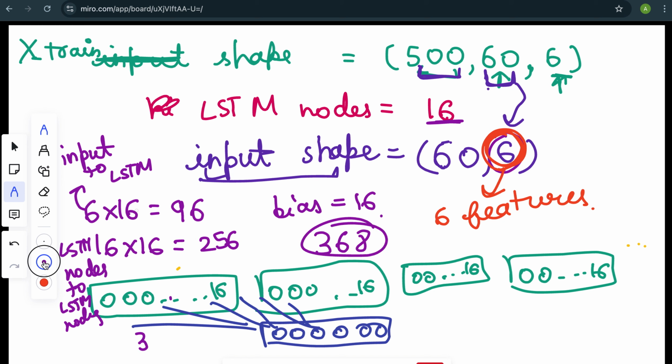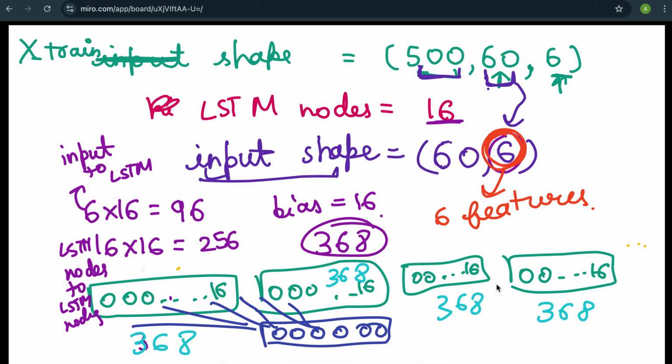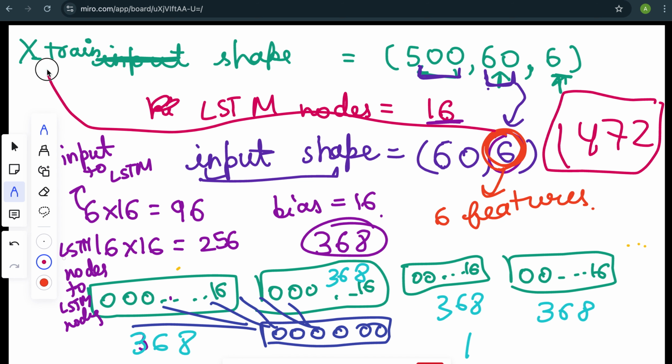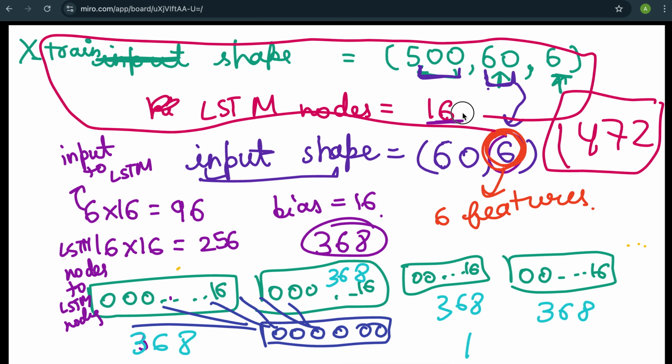So 368 for this box, 368 for this box, then 368 for this box, and then 368 for this box. So we'll just multiply it by 4, and then we'll get the answer to be 1472. So there are a total of 1472 trainable parameters for this set of values.